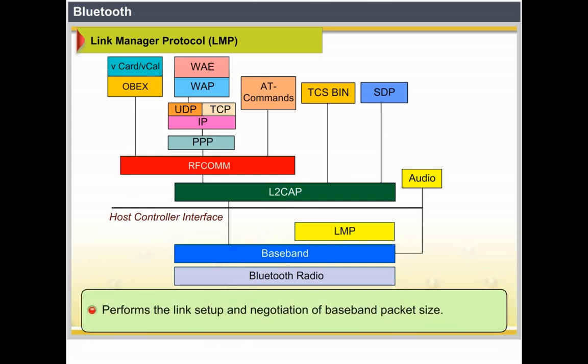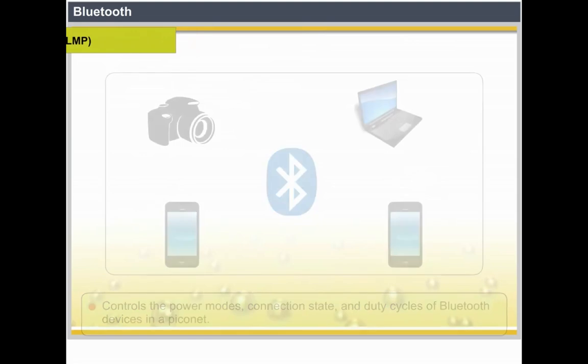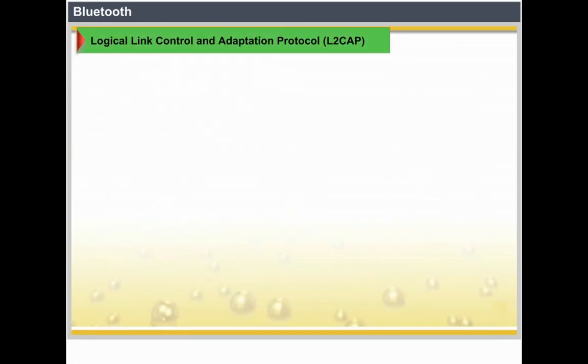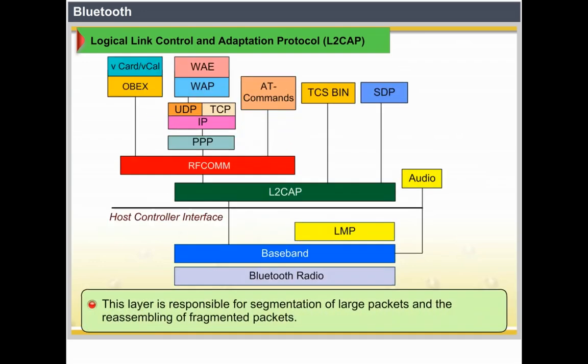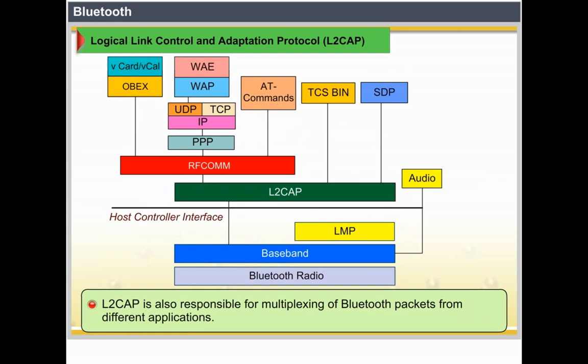It performs the link setup and negotiation of baseband packet size. It also controls the power mode, connection state and duty cycles of Bluetooth devices in a piconet. Logical Link Control and Adaptation Protocol, L2CAP. This layer is responsible for segmentation of large packets and the reassembly of fragmented packets. L2CAP is also responsible for multiplexing of Bluetooth packets from different applications.